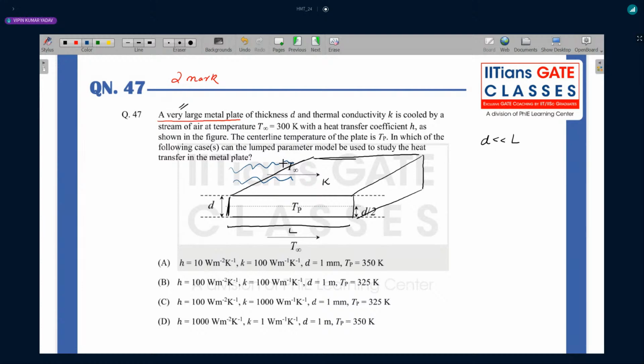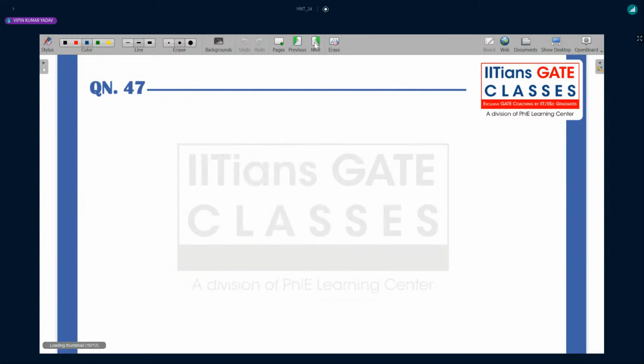T infinity is equal to 300 Kelvin, with a heat transfer coefficient h, because convection is happening. The center line temperature is Tp. In which of the following cases can the lumped parameter model be used to study the heat transfer in the metal plate? I need to find out which option is correct. It says case or cases, so more than 1 option can be correct. Let us start.